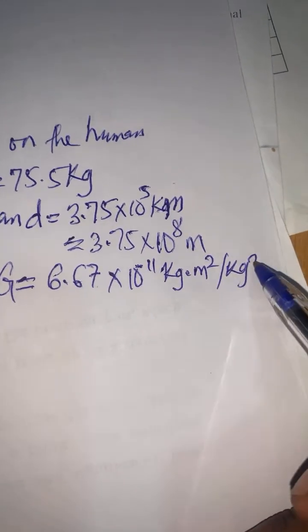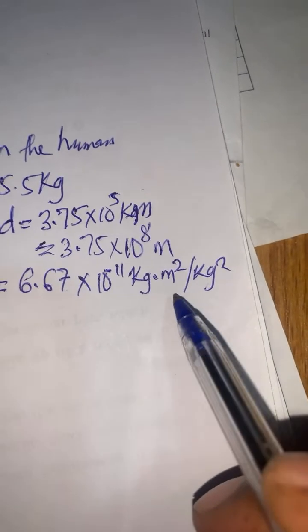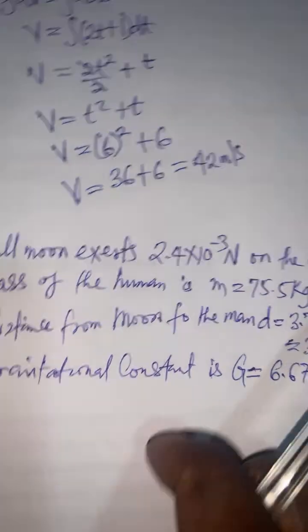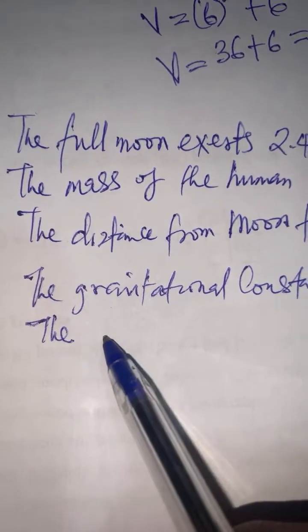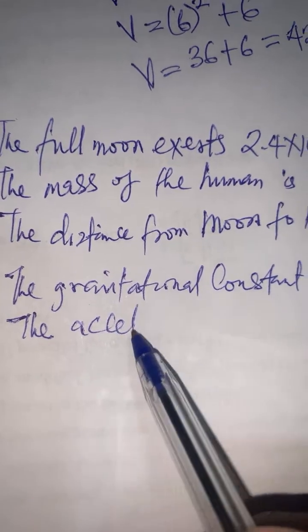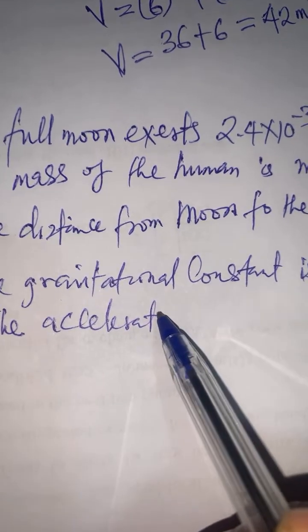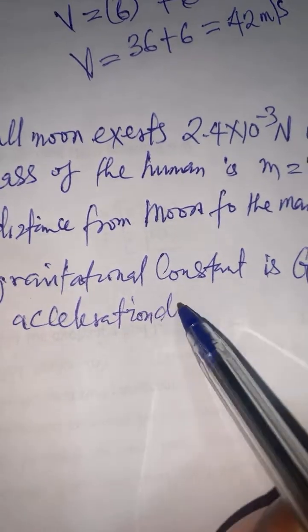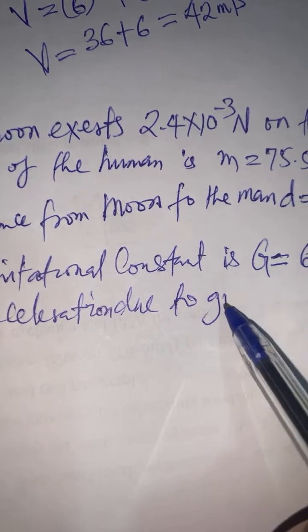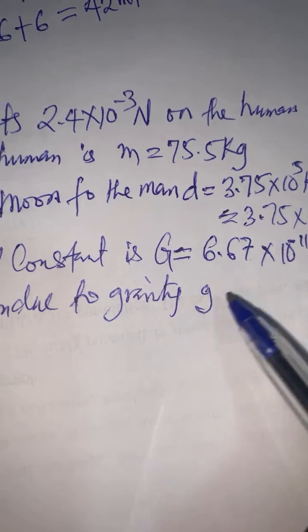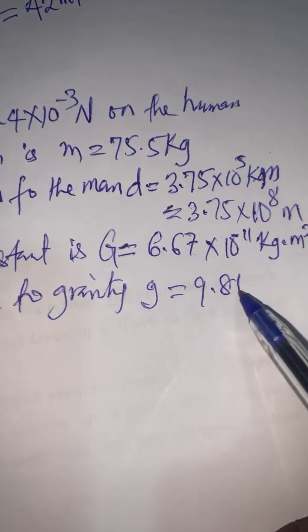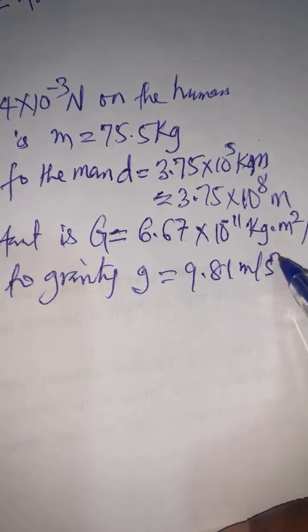Then the unit, you need to pay attention to it too. Then finally, if you didn't bring these parameters, it will give you an issue for you to be able to solve. Acceleration due to gravity, which is G equal to 9.81 meter per second square.